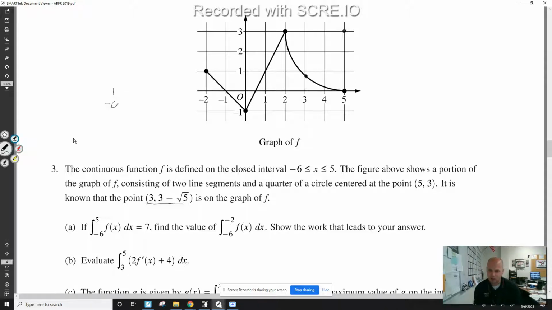Well, this is like an integral property question. We know that the integral from negative 6 to 5 is going to equal the integral from negative 6 to 2 plus the integral from negative 2 to 5. So what we need to do is find negative 2 to 5, which I can find. Then after I find negative 2 to 5, I can subtract it from negative 6 to 5 to get negative 6 to 2. So let's find the integral from negative 2 to 5.